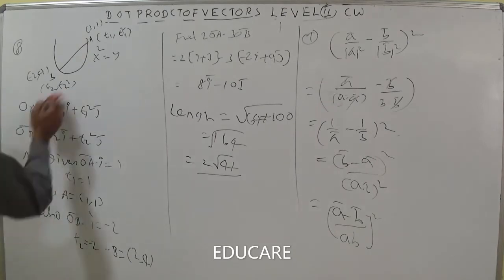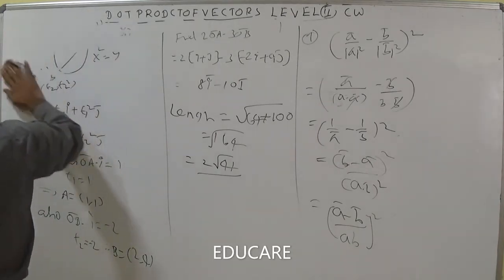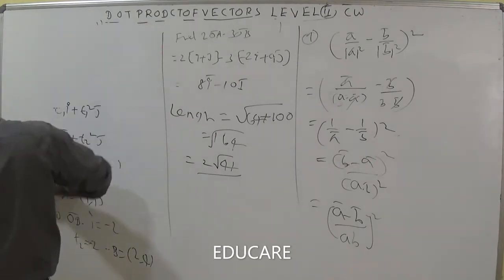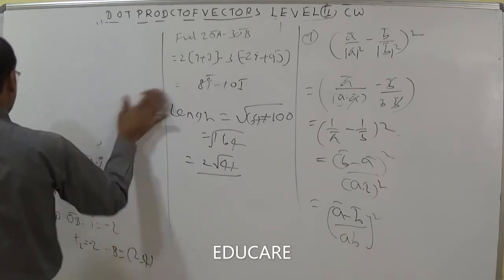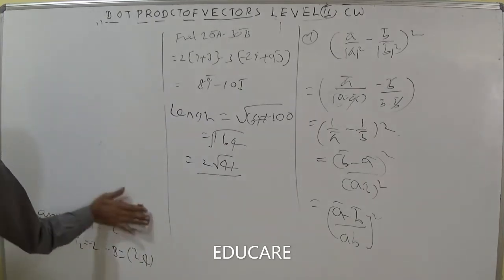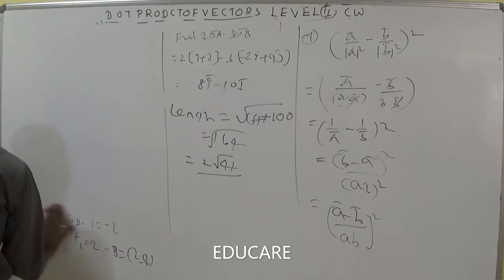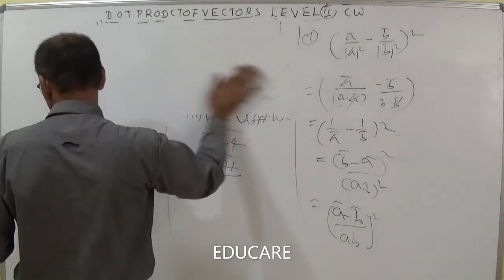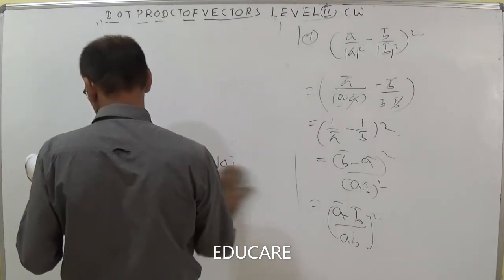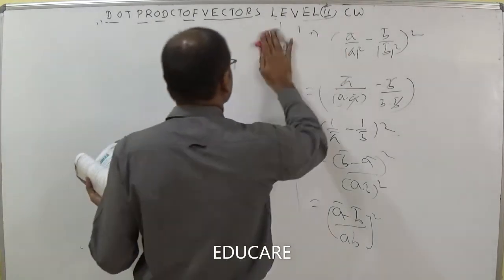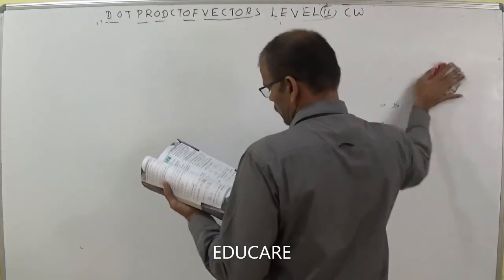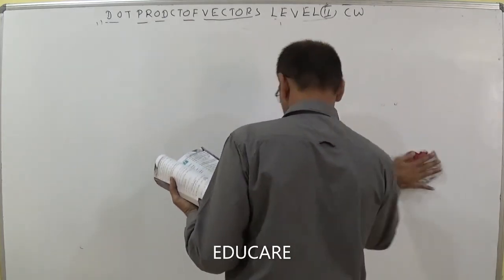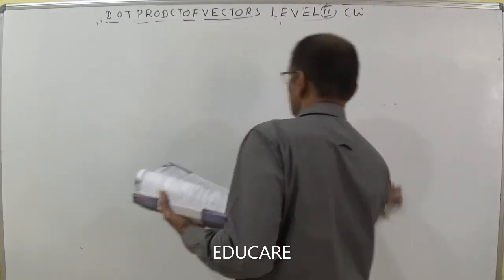Next, let us discuss the 10th question. Three vectors U, V, W are given. If n is a unit vector, then U bar dot n bar is equal to 0, and V bar dot n bar equal to 0. What is the value of W bar dot n bar over modulus? AIEEE question in 2003.